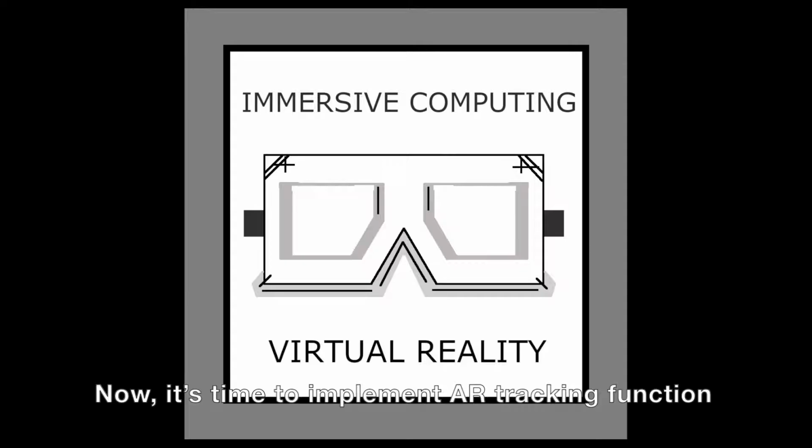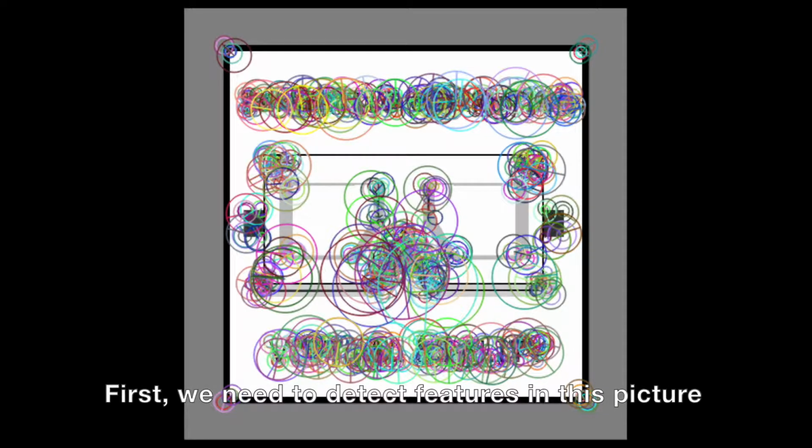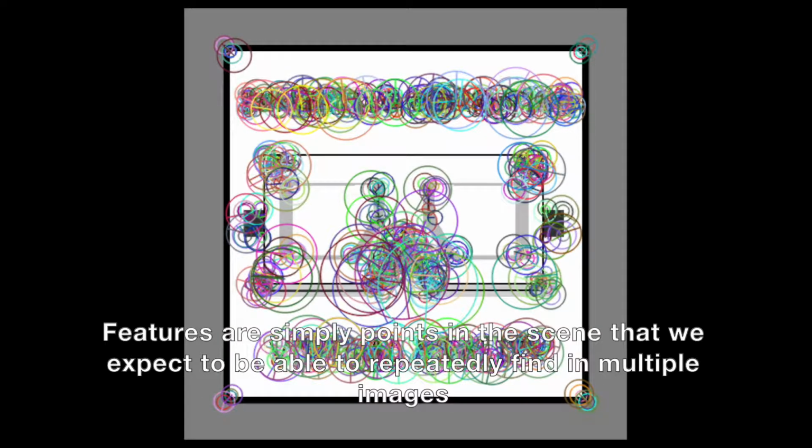Now it's time to implement the AR tracking function. This is the reference picture we will track later. First, we need to detect features in this picture. Features are simply points in the scene that we expect to be able to repeatedly find in multiple images.